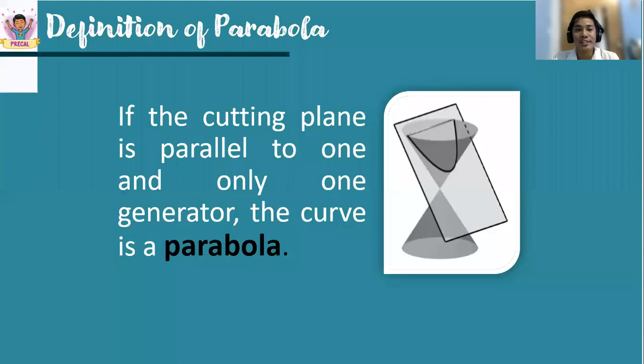In our week 1 discussion, we defined the parabola as the cutting of the plane is parallel to one and only one generator. Then, the curve becomes a parabola, pertaining to the intersection of the double right circular cone and the plane. Do you still remember this one?